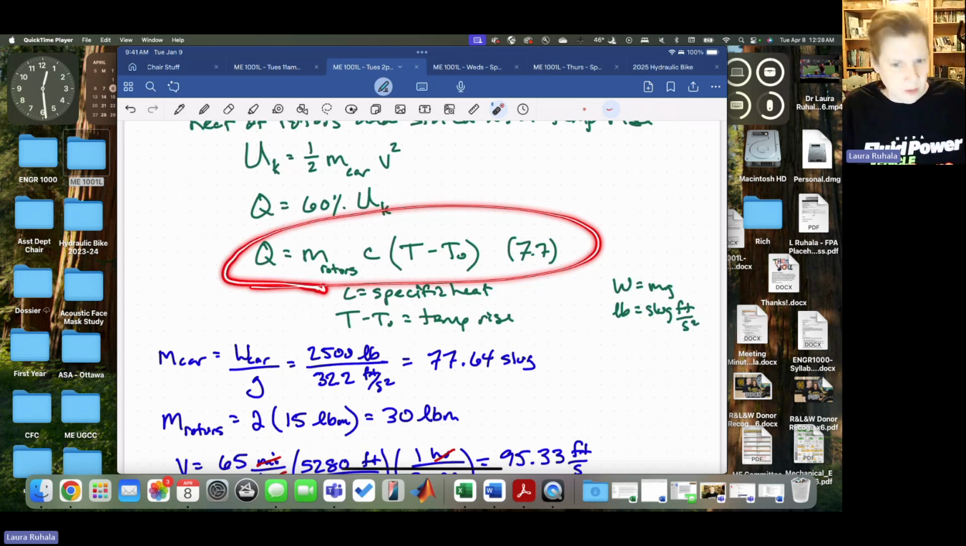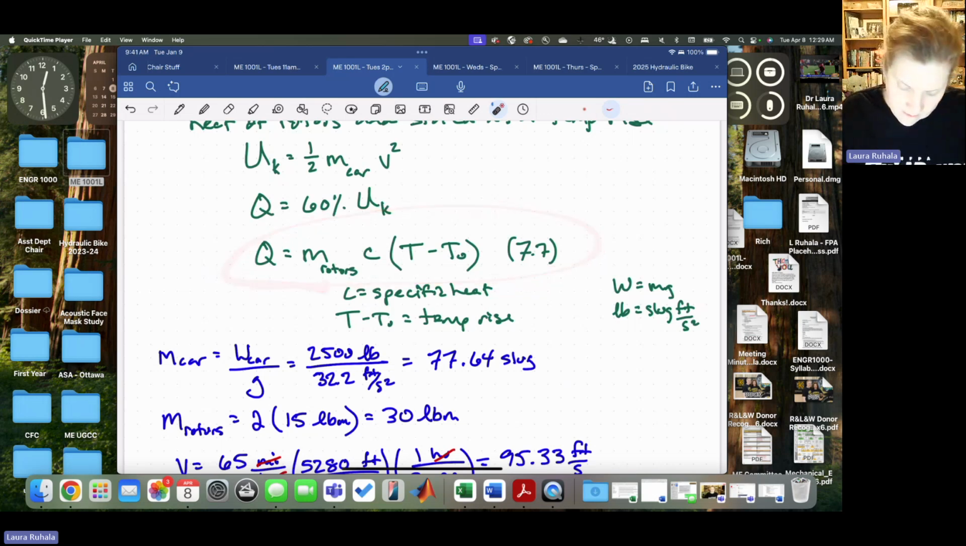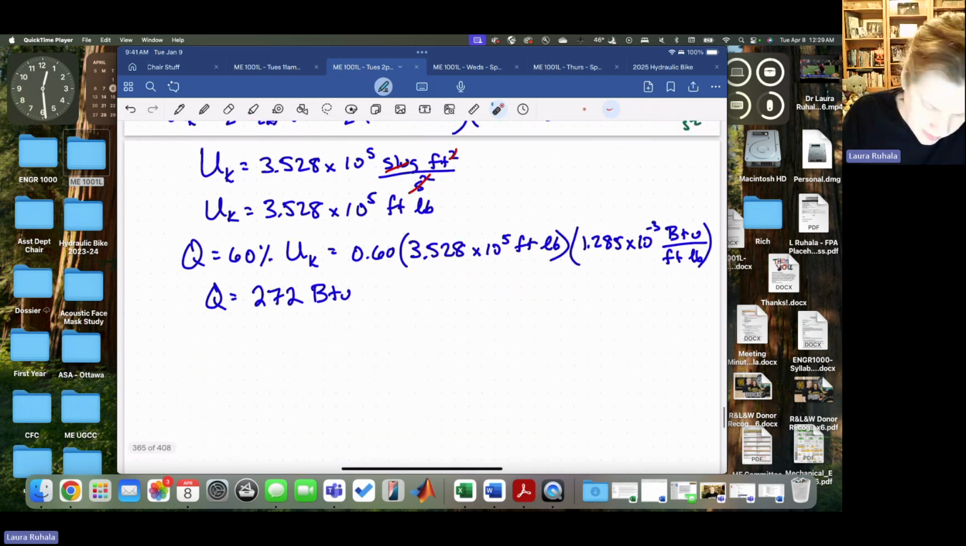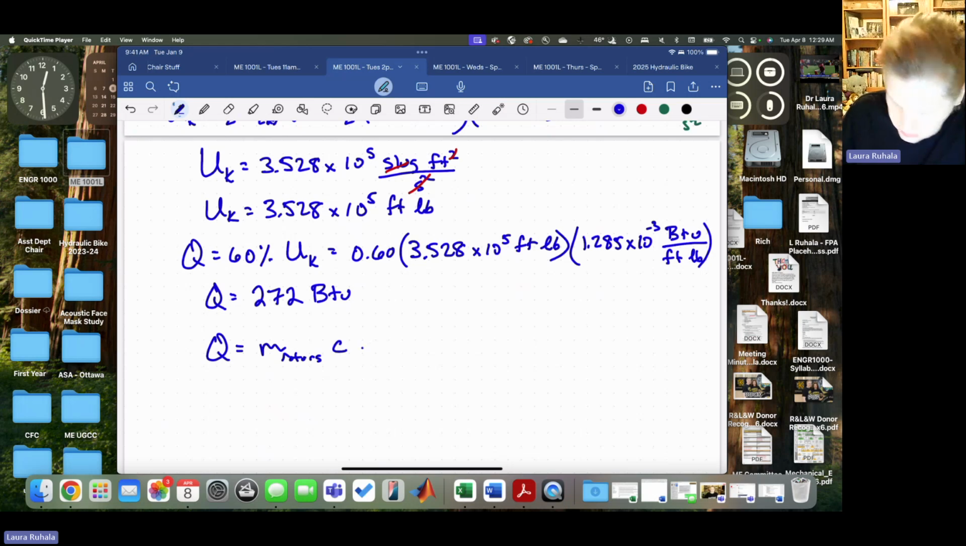So I'm going to take the mass of the rotors times the specific heat of the rotors times the temperature change is equal to heat. Okay, so let's go ahead and look at that equation. The heat is equal to the mass of the rotors, so that's what's heating up, times the specific heat times this temperature change of T minus T naught. Well, the temperature change is what I need to find.